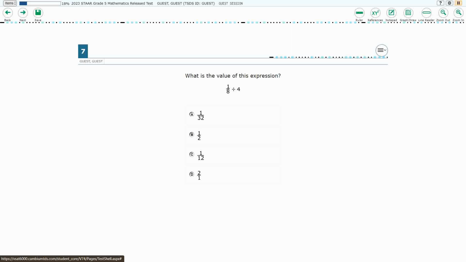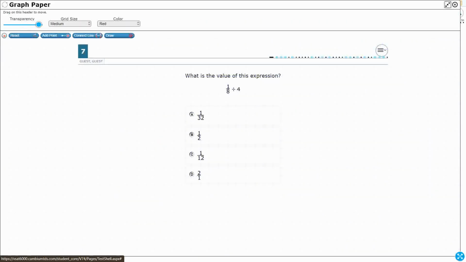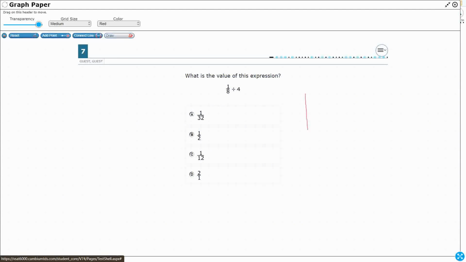So we just need to simplify this expression here, 1/8 divided by 4. If you know the trick here, this problem probably takes less than 10 seconds to solve, but let's go ahead and just draw a picture so we can see what we're looking at. Because sometimes conceptually this is a difficult standard for fifth graders to really grasp.